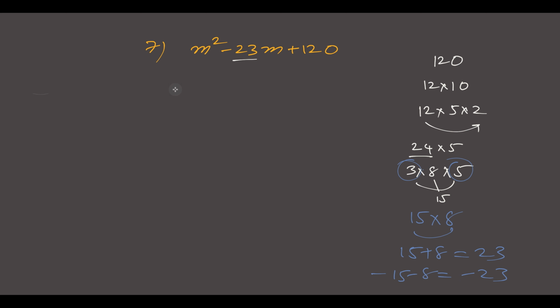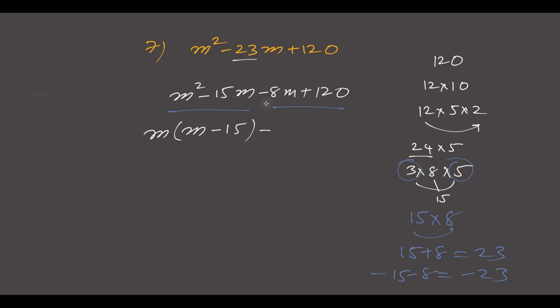Let's go back to the question. m square minus 23m is going to be minus 15m minus 8m plus 120. Now take the commons between these two. What is common here? It is very simple, m. We have to divide by m. So it is going to be just single m minus 15.